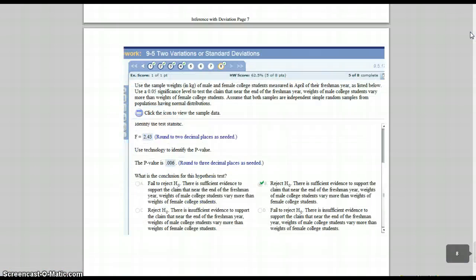So there it is. So our null hypothesis would be that they're equal, that the standard deviations are equal, and it says we're comparing the standard deviation of the two, male and female. The null hypothesis is that they're equal. The alternative is that men is higher.